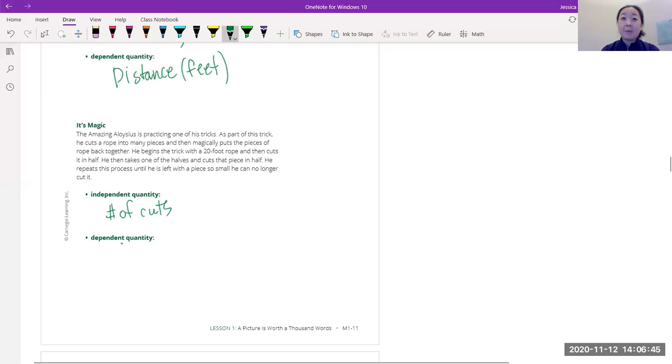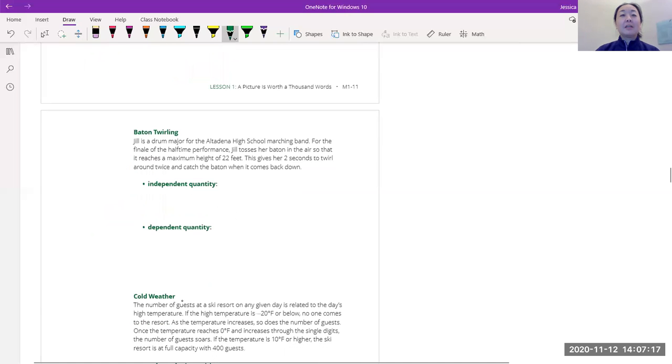And then what's the dependent? Depending on the number of cuts, that's going to determine how long or how short the piece is, right? So length of piece, rope, length of rope. And what do we measure that in? It looks like in feet. Okay, so the length of the rope piece in feet. If you wrote something to that effect, you're good.